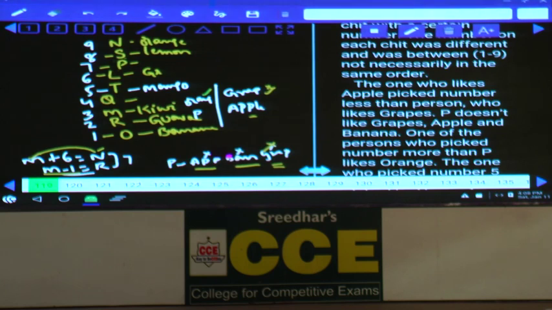L is grapes. If L is grapes, Q is apple. And if Q is apple, then what is left over here? Cherry. Now P is cherry.